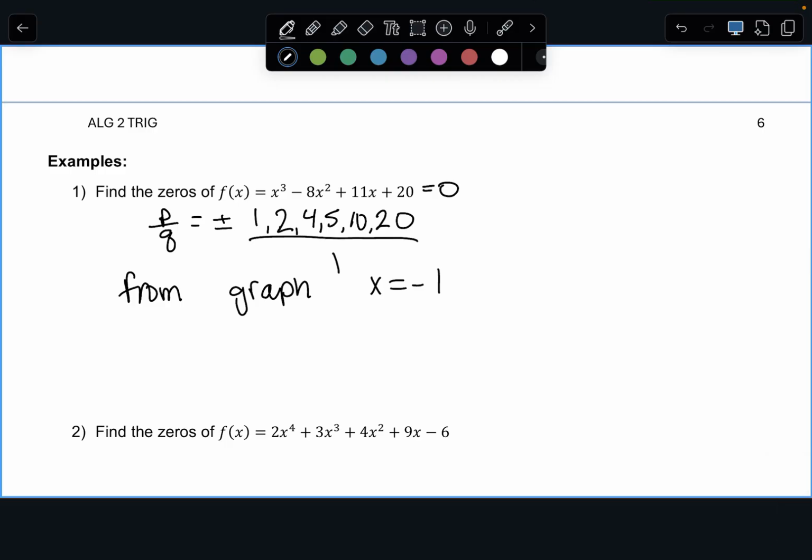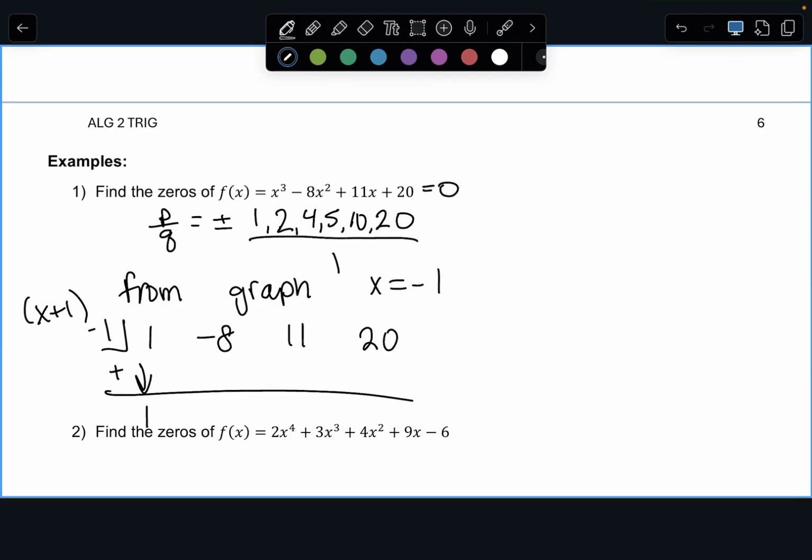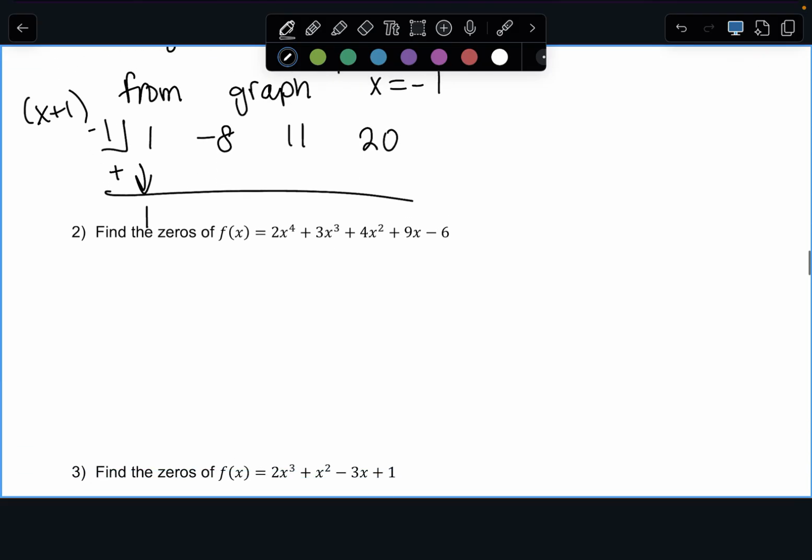So if x equals -1, what's my special number in the box? -1, and my factor is x plus 1. Okay. I line up my coefficients on the top. 1, -8, 11, and 20. I drop the 1. I'm just going to be changing the sign on all of those numbers that I dropped down. So -1, then -9, +9, 20, -20.